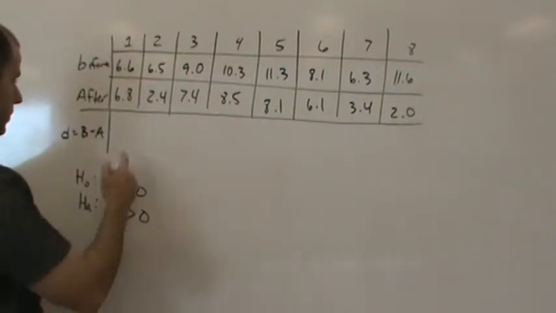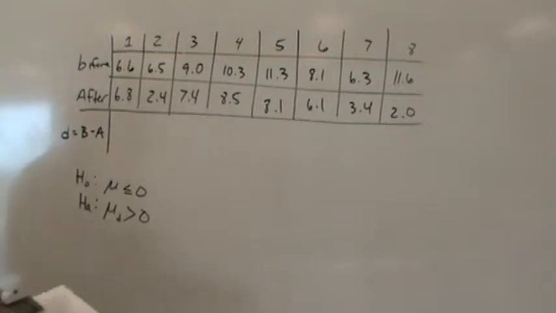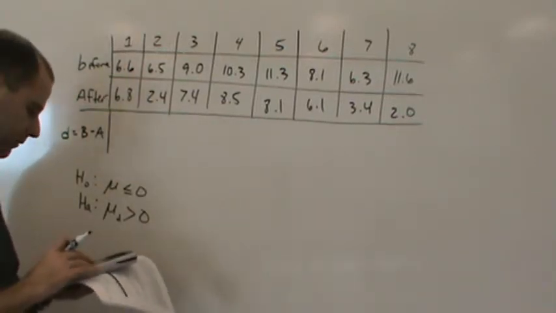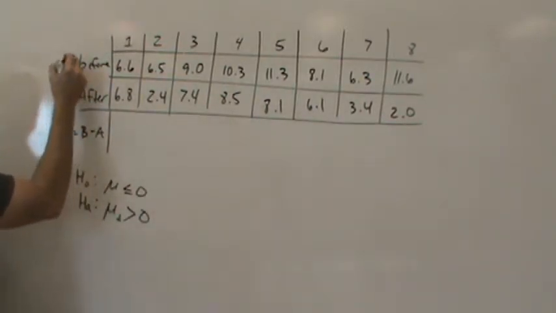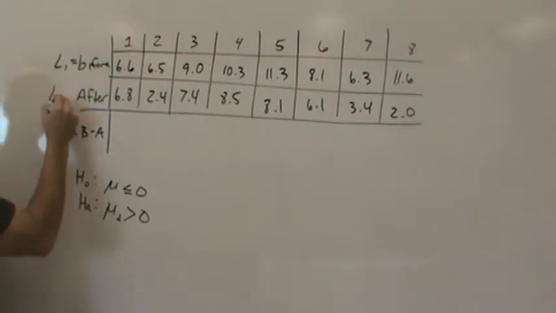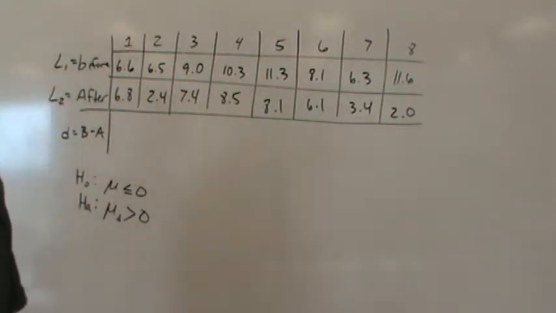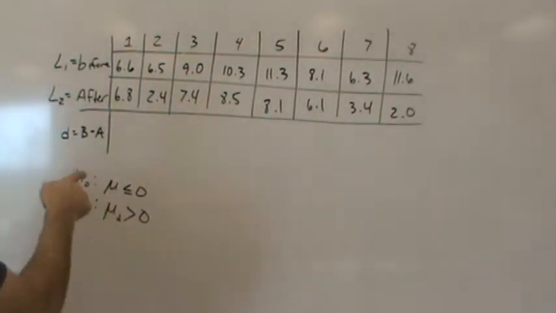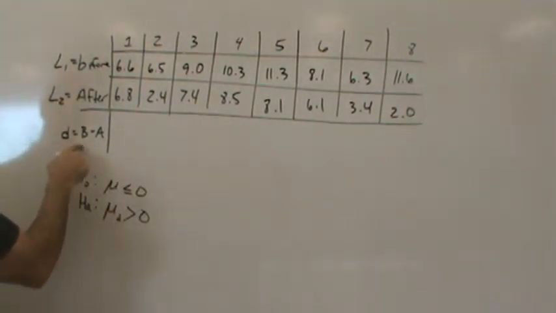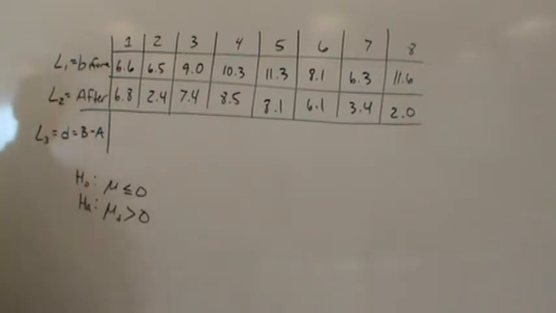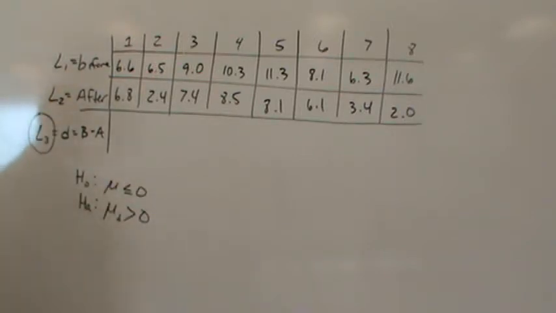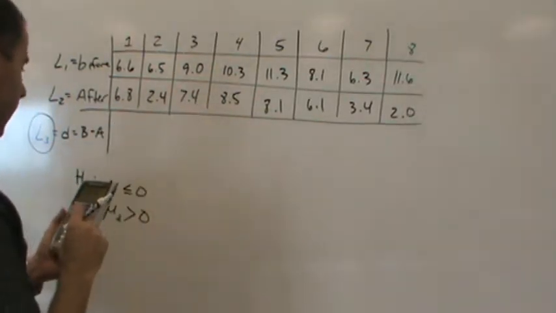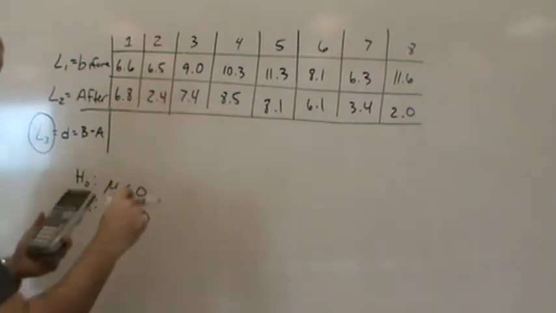Now, let's subtract. So now I need to calculate the differences. Oh, by the way, we don't even need to do this. What I'm going to do is put this into L1, and put this into L2, and put those values into my calculator, and then I'm going to use L3 to calculate my differences. And then I'm going to do the t-test on L3. So first let me put this in the calculator, and you do the same, and then I'm going to erase this, and we'll go forward.